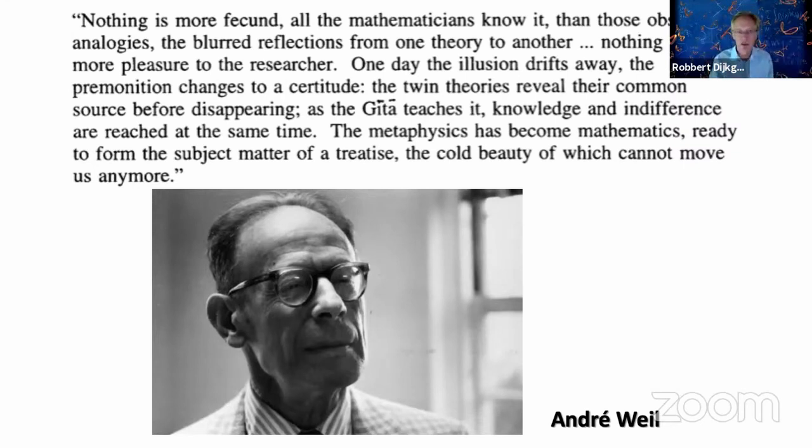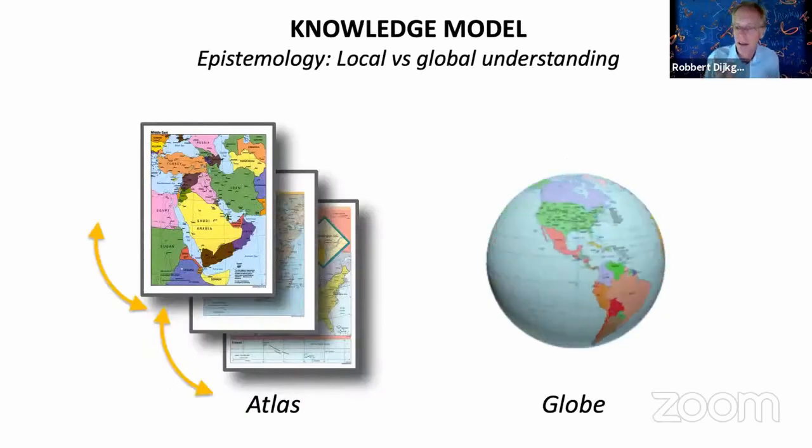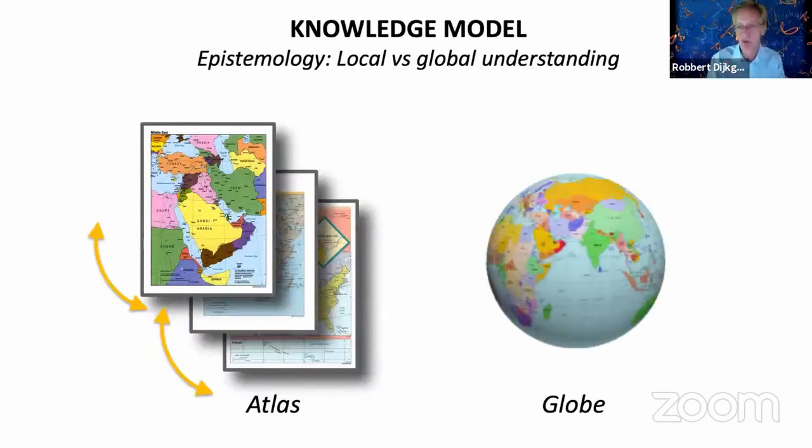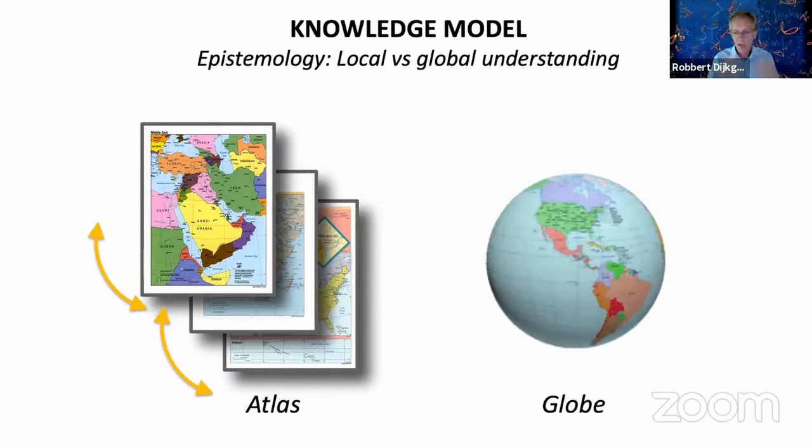We see these illusions of understanding, but sometimes they drift away. And also, I think there's a question of what is the final outcome? What is the knowledge that we try to achieve? And I have kind of two images.